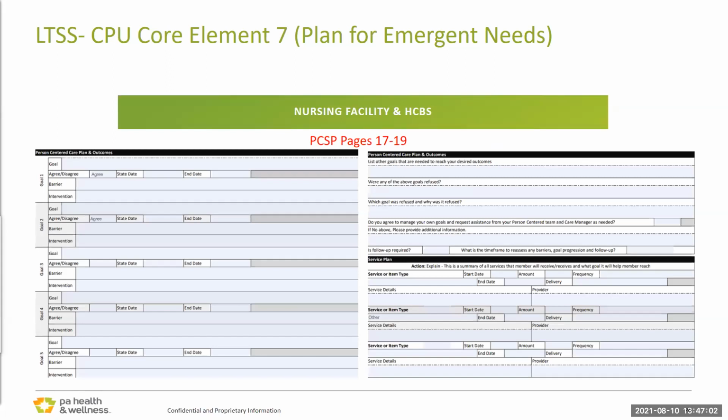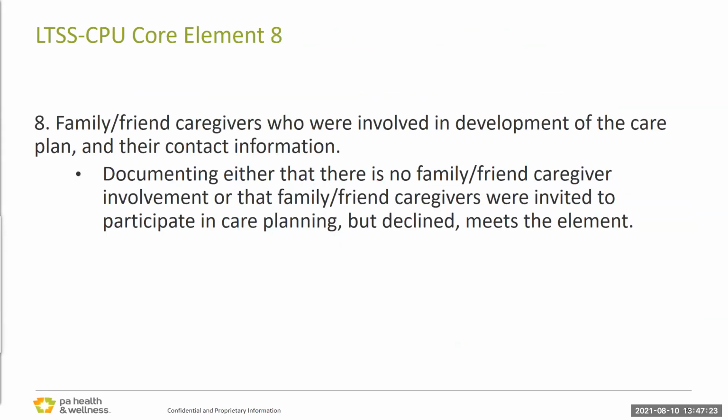Again, you'll be able to look at the person-centered care plan and outcomes, and then you'll be able to look at the service plan section, because the service plan section is the area where you're going to list those formal supports, i.e. the agencies that are providing the services via LTSS or any of those other services they might be receiving through another source.